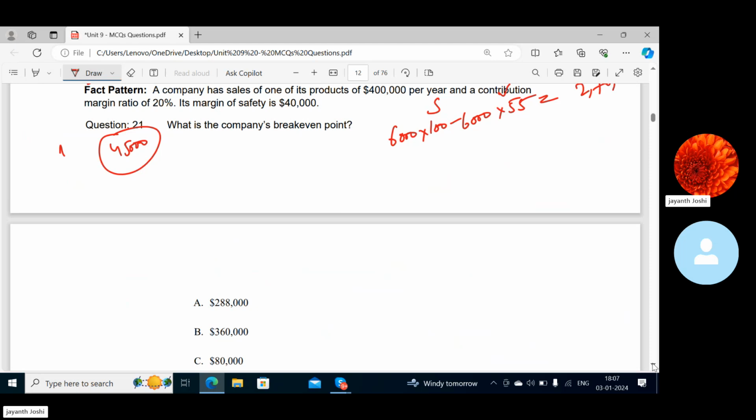Company has sales of one of its products of $400,000 per year and a contribution margin ratio of 20%. Margin of safety. What's the formula for margin of safety? This is the budgeted question we are doing. No, they're asking break even point, right? I'm sorry. What's the formula for break even point? Fixed cost by contribution. What is the fixed cost?